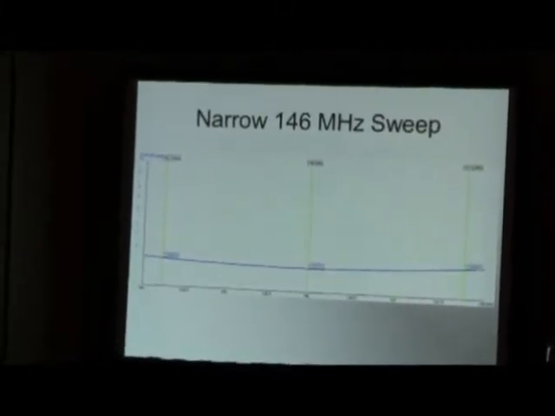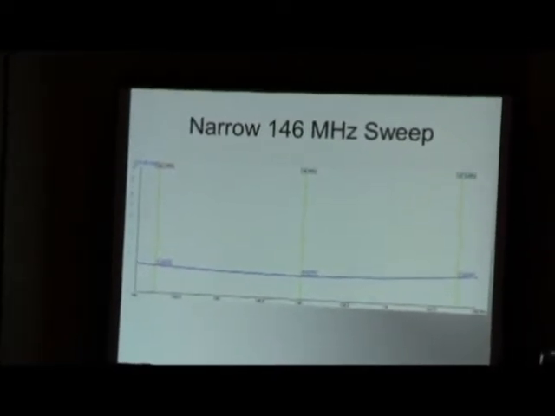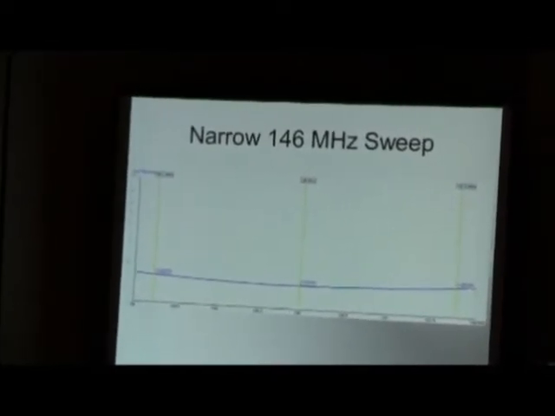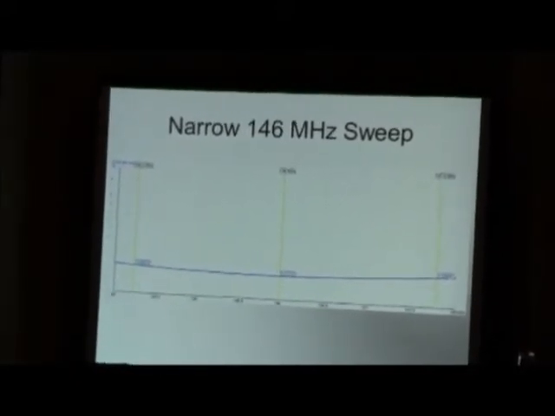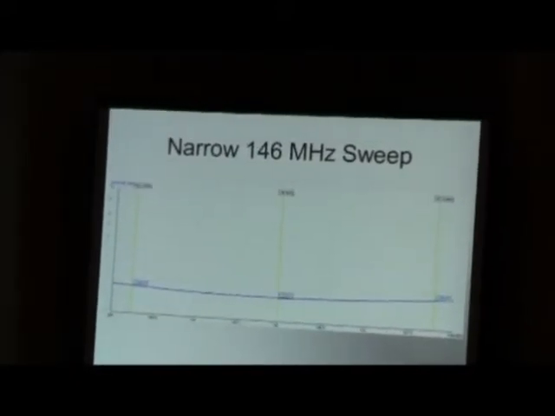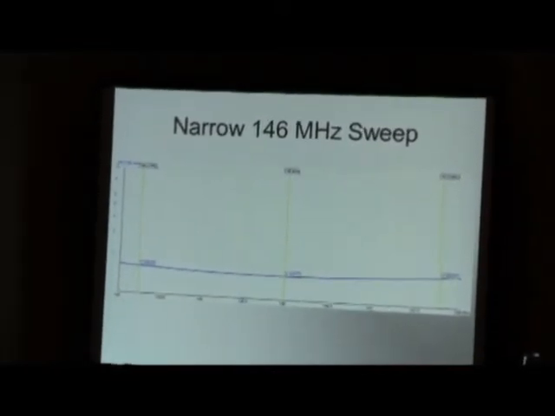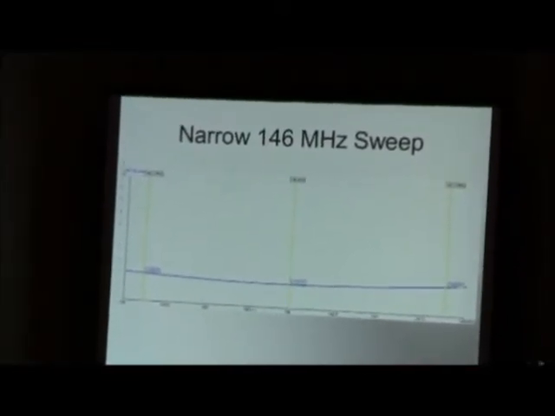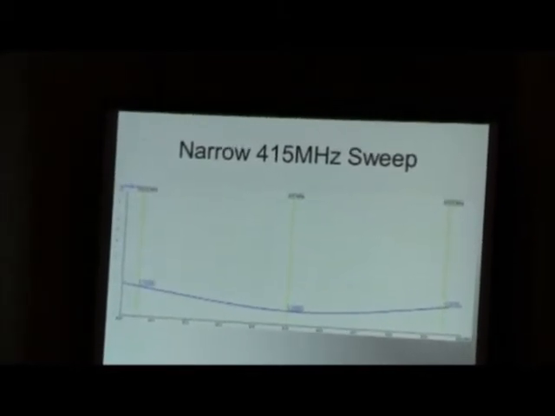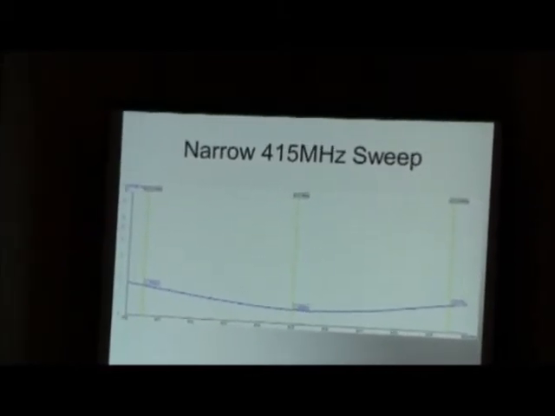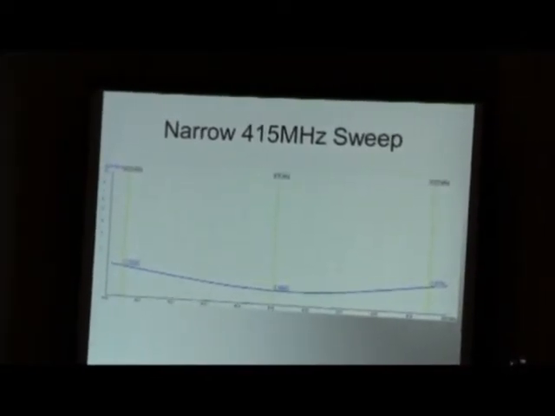And here's a narrow 146 megahertz sweep of the Cochlear Fractal antenna. This goes from 144 megahertz to 148 megahertz. So you have 4 megahertz bandwidth here, and you can see that it is well below 1 to 1.2 SWR. And here is a narrow 415 megahertz sweep. And again, it's below 1 to 1.2, and this is a 10 megahertz bandwidth.